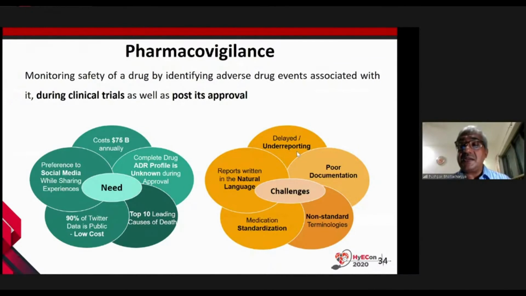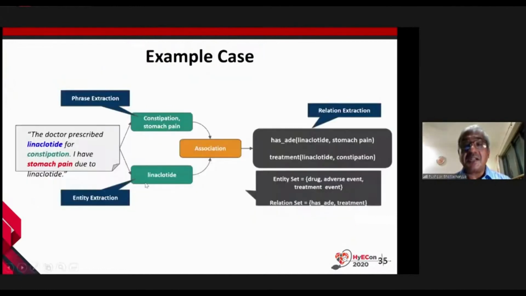Now here the problems are delayed under-reporting, reports written in natural language, poor documentation, non-standard terminology, medication standardization. And a lot is at stake if we do not solve the pharmacovigilance problem. It costs $75 billion for the USA. The complete drug ADR profile is unknown during approval, and it is among the top 10 leading causes of death. Okay, but we can make use of social media platforms, about what people are writing about a particular drug, and apply NLP and machine learning for this.